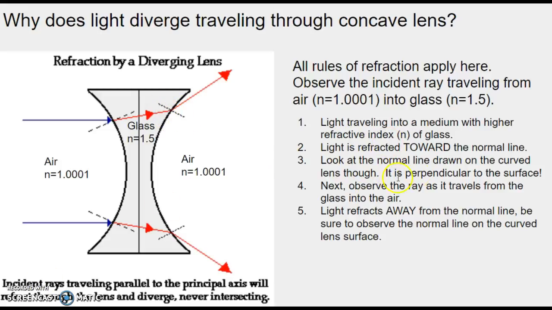So here's kind of the explanation of that, but sometimes it's just worth looking at the picture here. Just as what happened here, the same thing is going to happen to the ray down here. It's going to go from low to high, so it's going to refract towards the normal line. Remember, the normal line is drawn relative to the surface. It is curved here. It's going to continue traveling straight, and then refract away from the normal line, going from high to low.